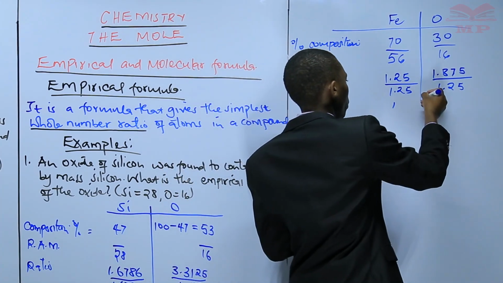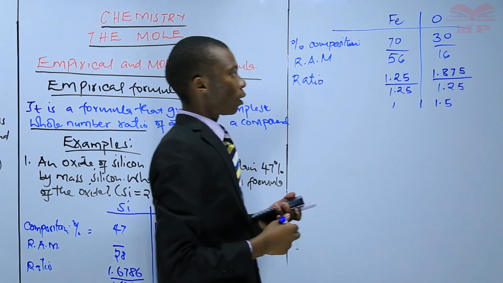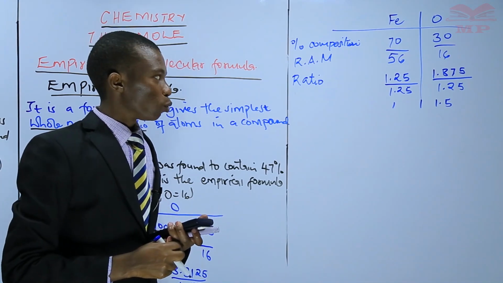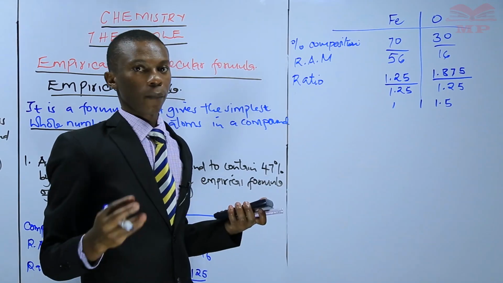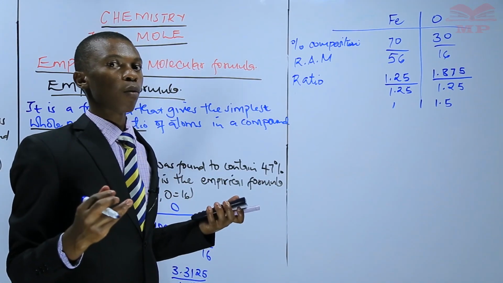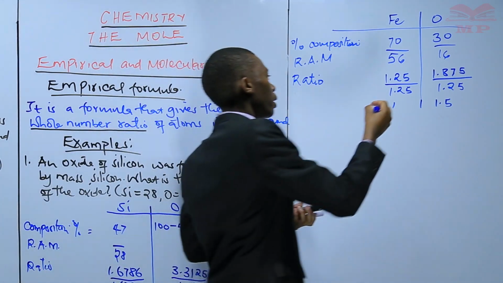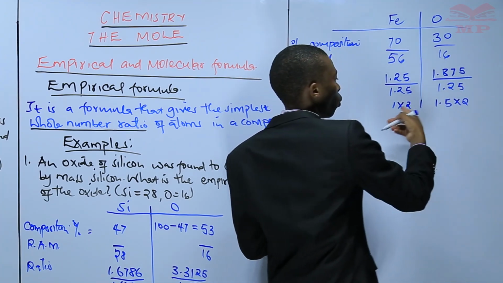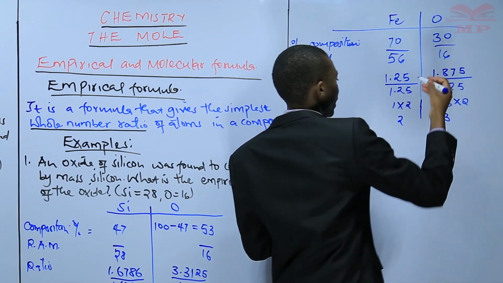you'll get 1.5. Anytime you get 1.5, you'll have to multiply by 2 to make it a whole number. By multiplying by 2, you're multiplying both sides by 2. 1 times 2 is 2. 1.5 times 2 is 3.